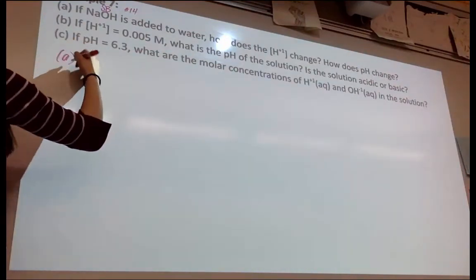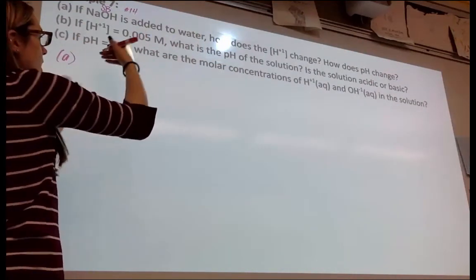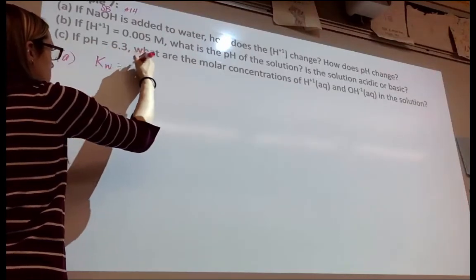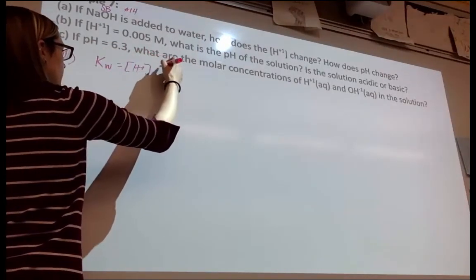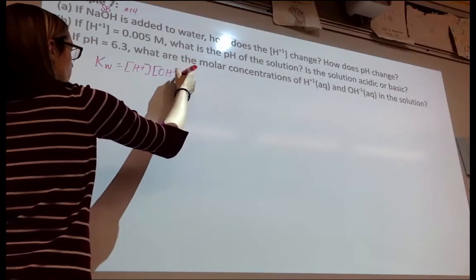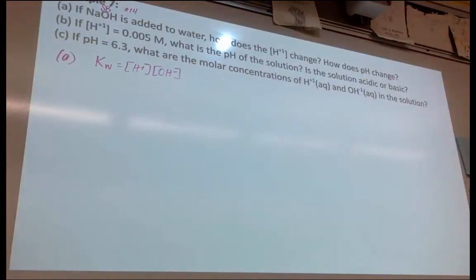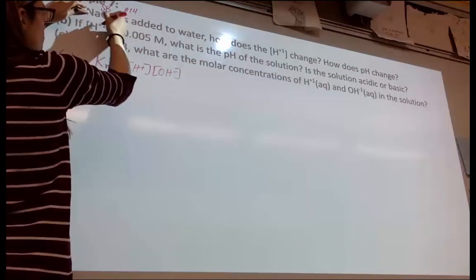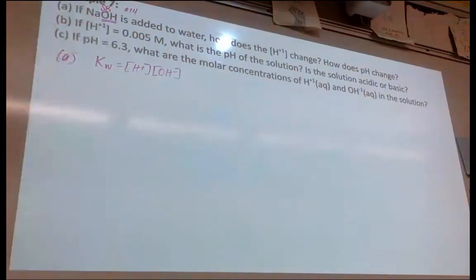I'm going to just write down what I know about H plus and OH minus. I know that Kw relates H plus and OH minus concentrations. This is a strong base, which means when we put this into water, it's breaking apart into its ions.